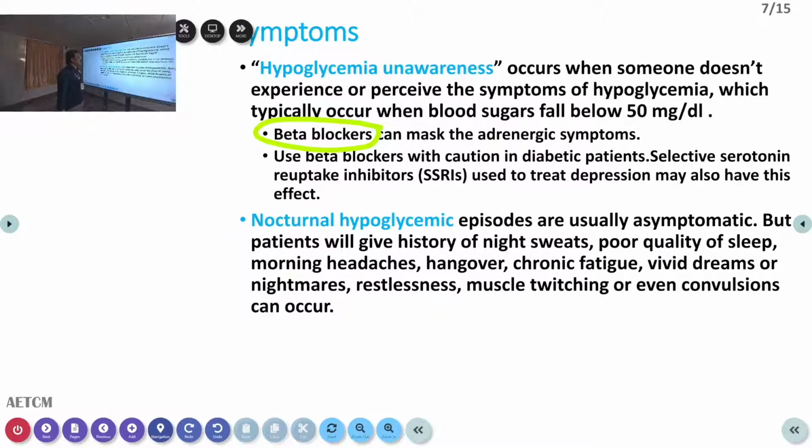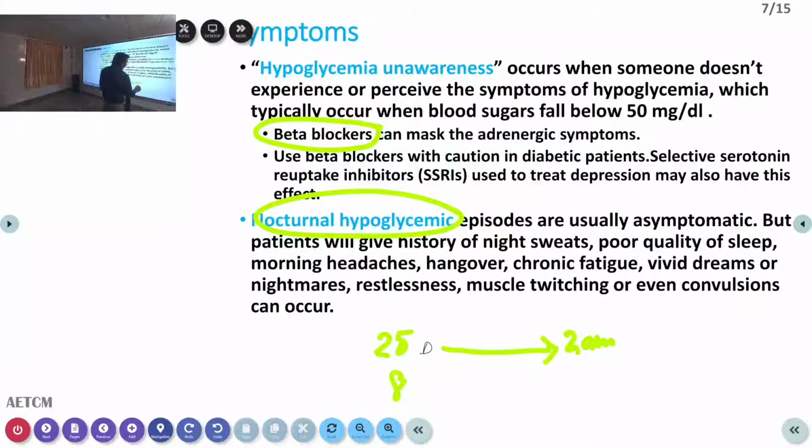Nocturnal hypoglycemia can be asymptomatic in many patients, but the patient can have night sweats, poor quality of sleep, morning headache, hangover, chronic fatigue, vivid dreams, nightmares, restlessness, muscle twitching or convulsion. This nocturnal hypoglycemia is a very important problem. For example, you are giving 25 units around 8 o'clock in the night, the patient takes his dinner, then around 2 a.m. he develops hypoglycemia.